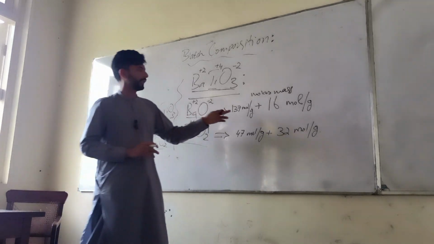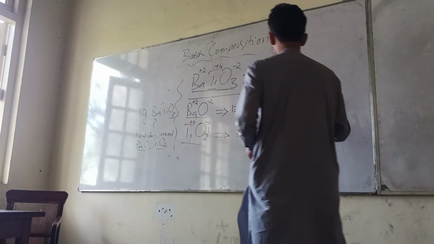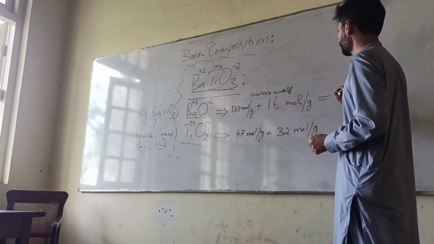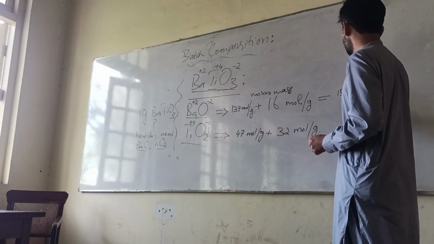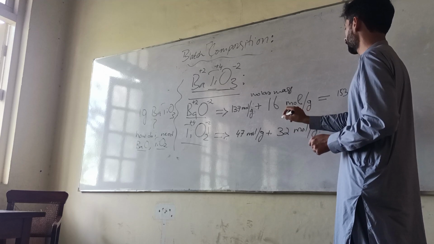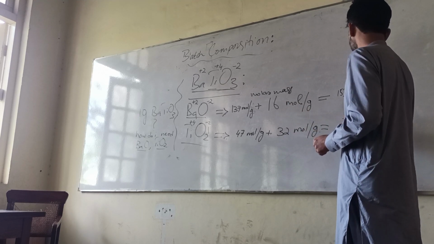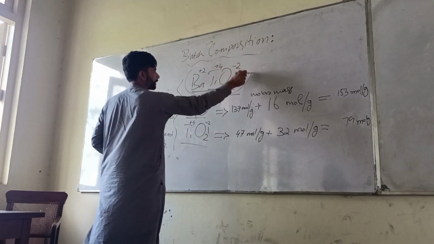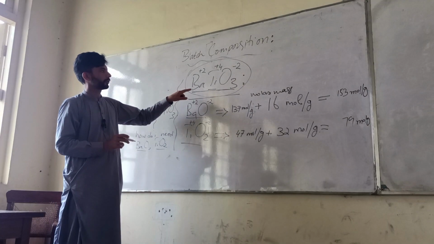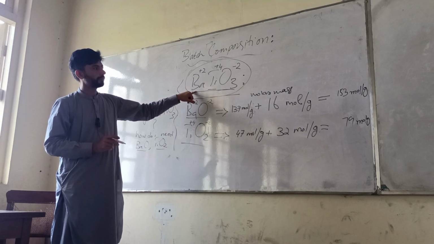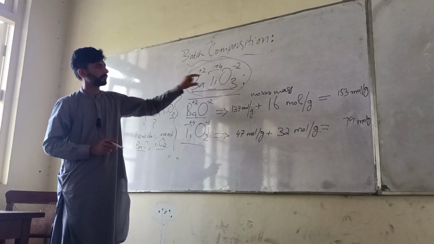Now simply add this, and you will get what? Here you will get 153 grams per mole, and here you will get 79 grams per mole. But your requirement is this one, and you are going to get this one from those two. Okay? So now calculate the molar mass of barium titanate.